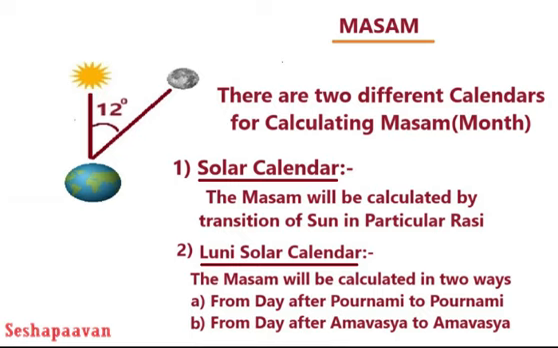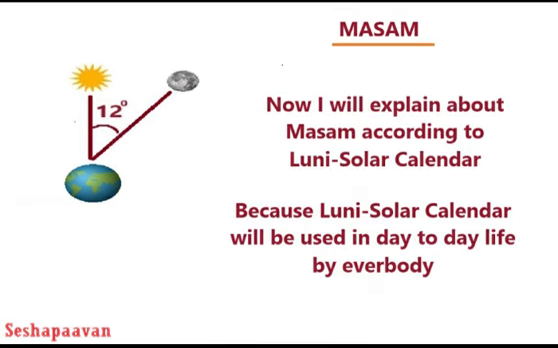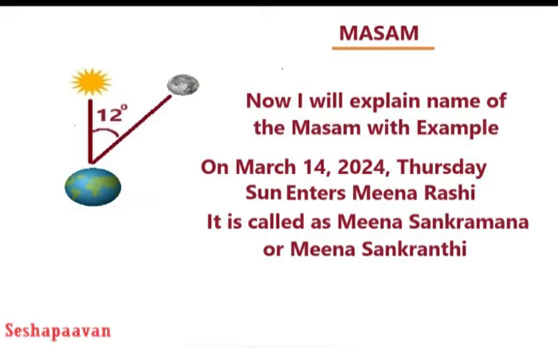In the lunisolar calendar, the Masam is calculated in two ways: from the day after Purnima to Purnima, or from the day after Amavasya to Amavasya. In general, in day-to-day life, we use the lunisolar calendar. So now I will explain about Masam according to the lunisolar calendar, because it is used in day-to-day life by everybody. Now I will explain the names of the Masam with an example.